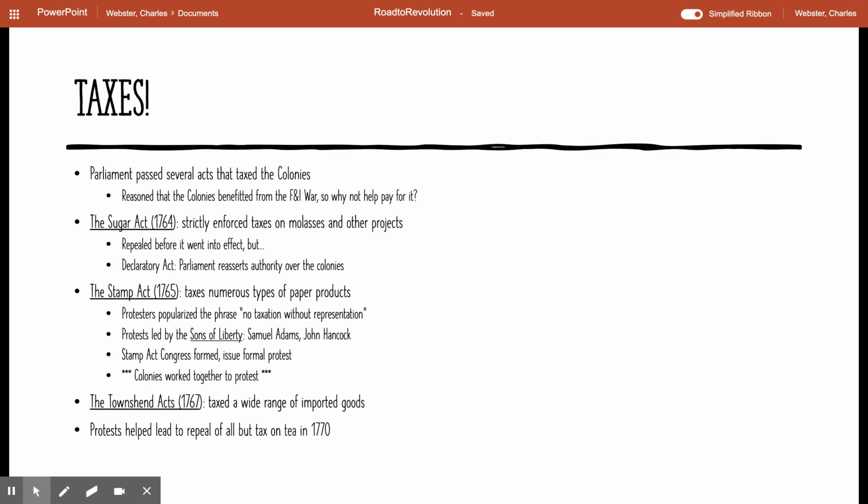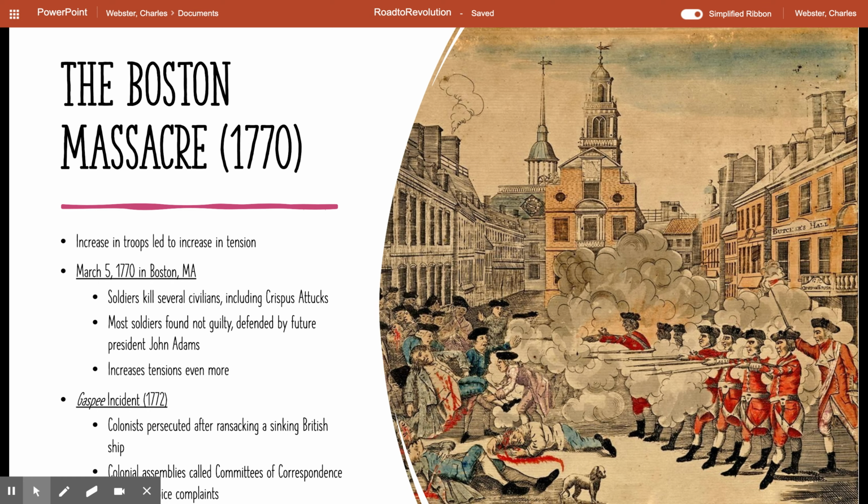A couple years later, the Townshend Acts are passed, which taxed a wide range of imported goods, and these were protested again to some success. Most of them were repealed, except for taxes on tea. But the Townshend Acts were repealed in 1770, that same year. And around that same year, an incident occurred known as the Boston Massacre.